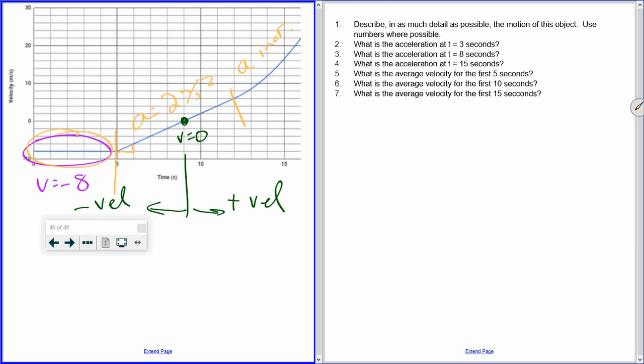So it looks like you're moving backwards quickly, then you go backwards slower, slower, slower, stop moving backwards, and then start moving forwards faster, faster, faster, and then you increase how quickly you go faster. All right? So that's number 1.